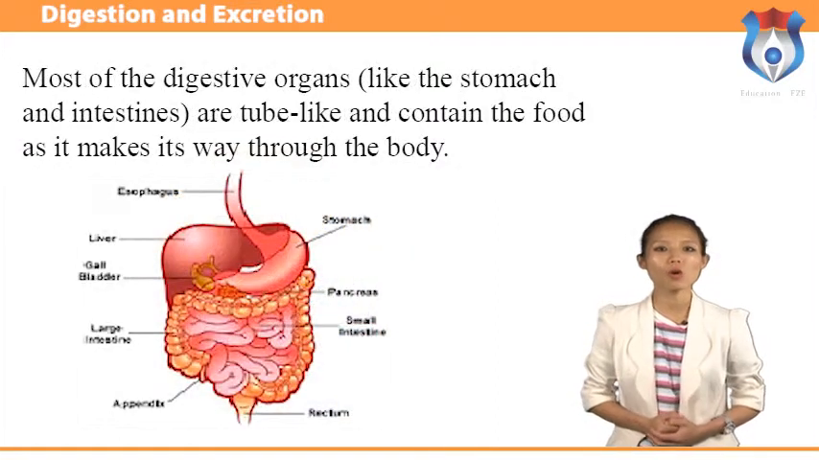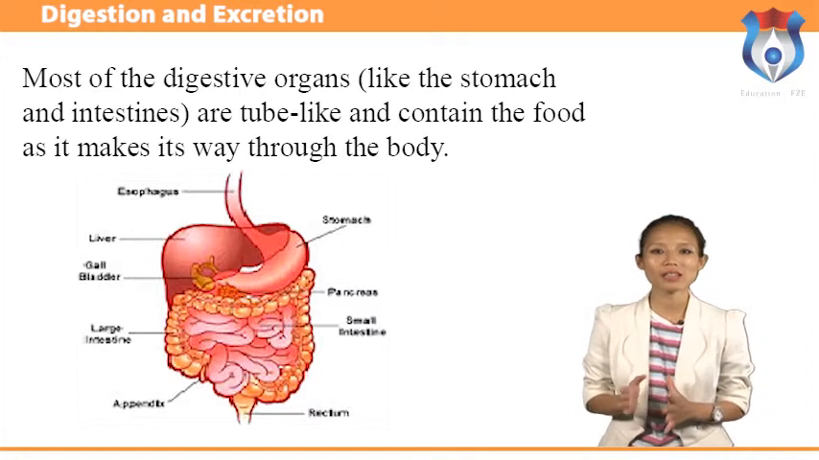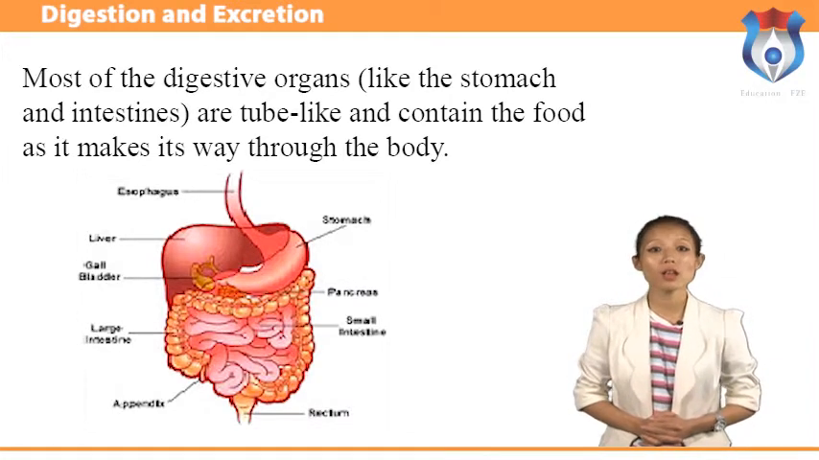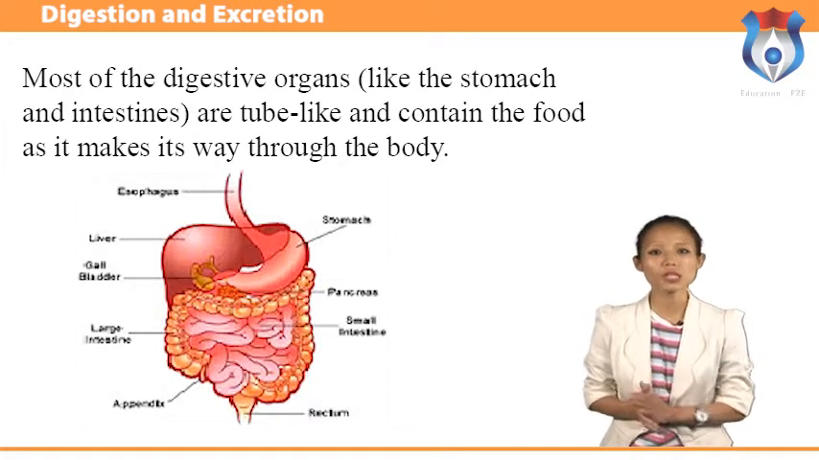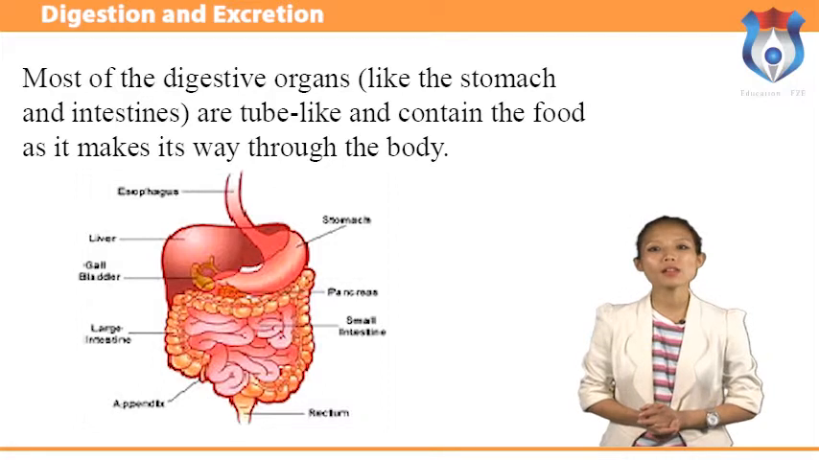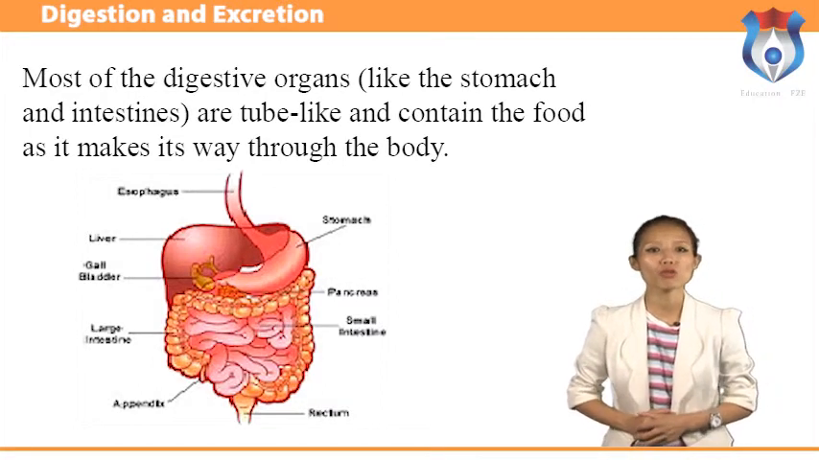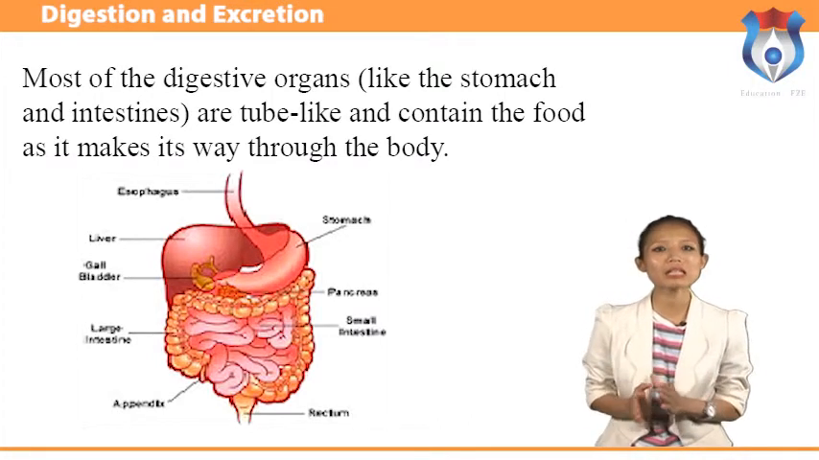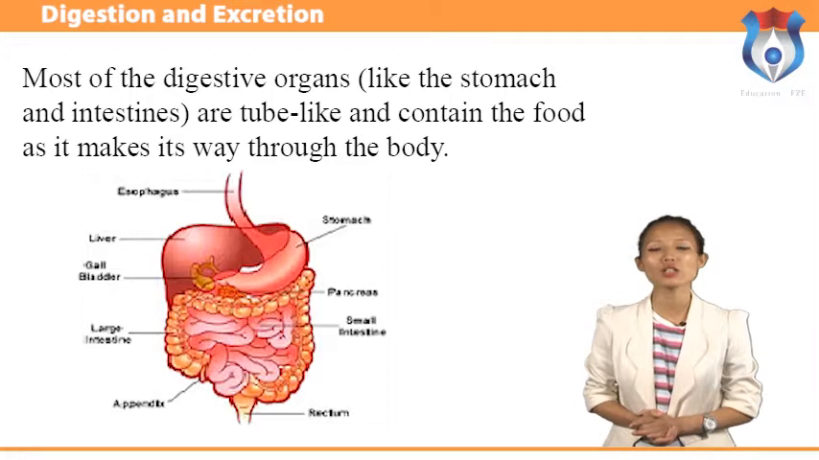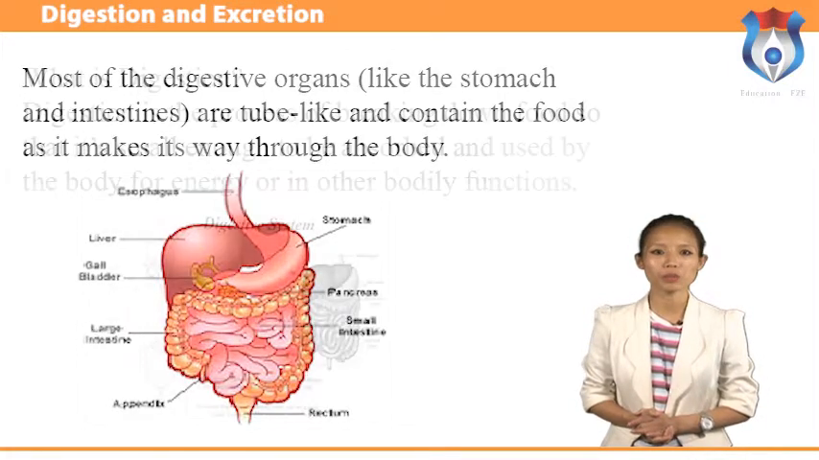Most of the digestive organs, like the stomach and intestines, are tube-like and contain the food as it makes its way through the body. The digestive system is essentially a long twisting tube that runs from the mouth to the anus, plus a few other organs like the liver and pancreas that produce or store digestive chemicals. Our digestive system is uniquely designed to turn the food we eat into energy our body needs to survive. Here is how it works.